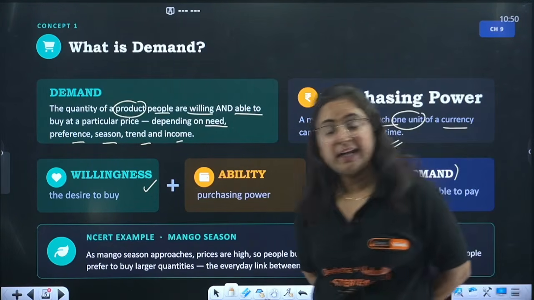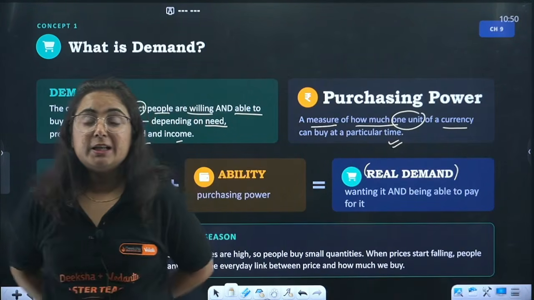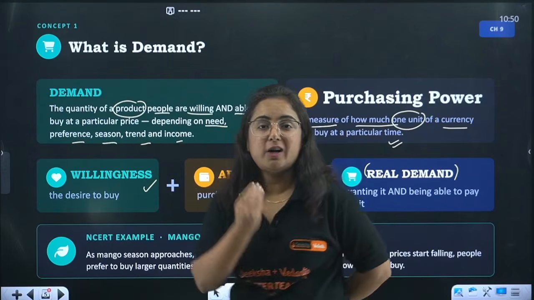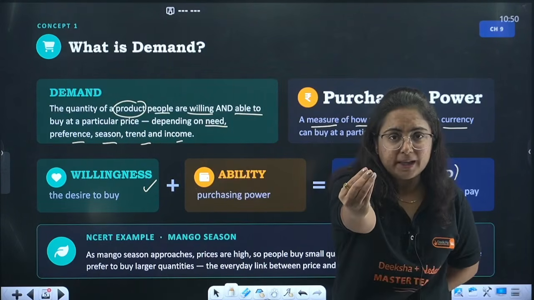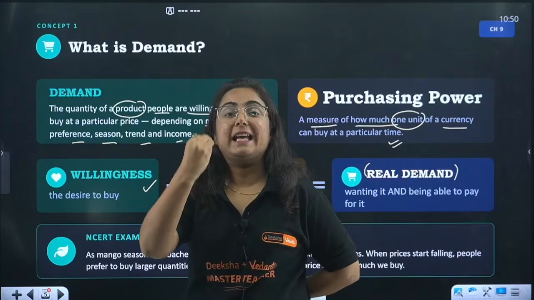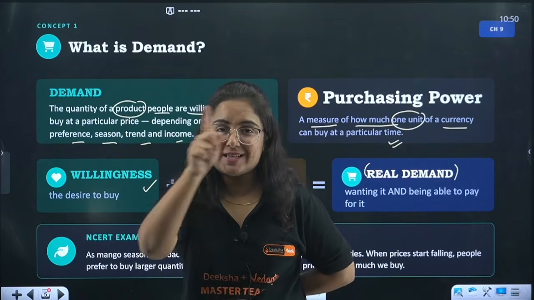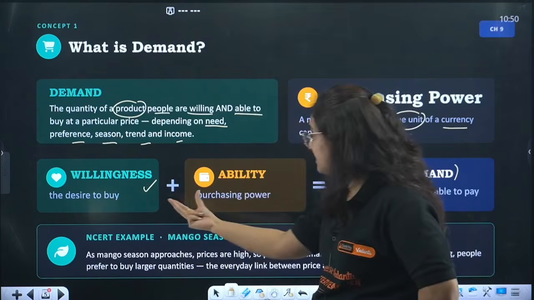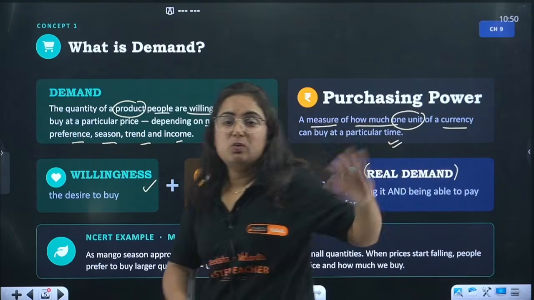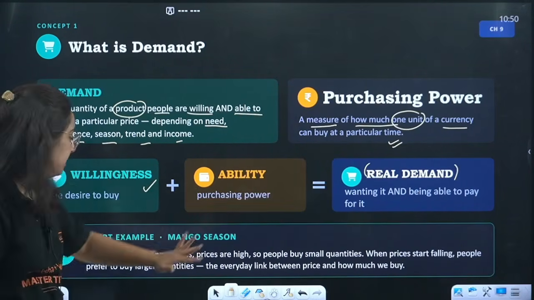Right? So now again, beta, what is demand? Demand is basically the quantity of product which you are willing to buy as well as you are able to buy. And that ability to buy is known as what? Purchasing power. So willingness plus ability is equal to real demand of something in the market.